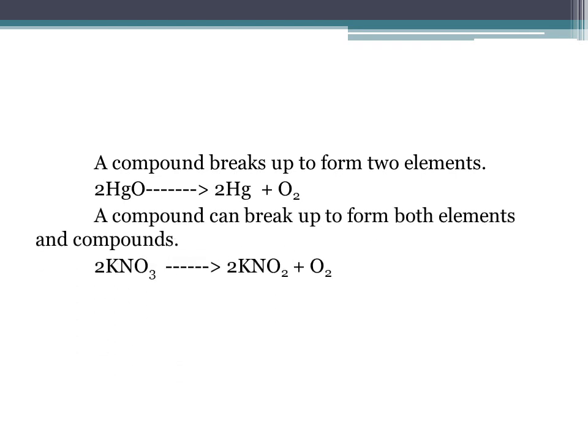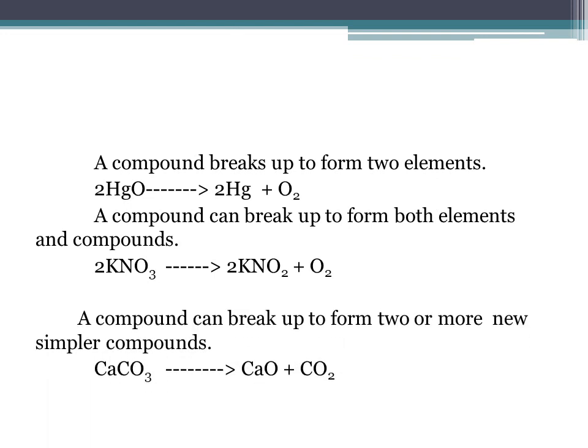A compound can break up to form both elements and compounds. 2KNO3 gives 2KNO2 + O2. Potassium nitrate on heating decomposes to form potassium nitrite and oxygen. A compound breaks to form an element and a compound.